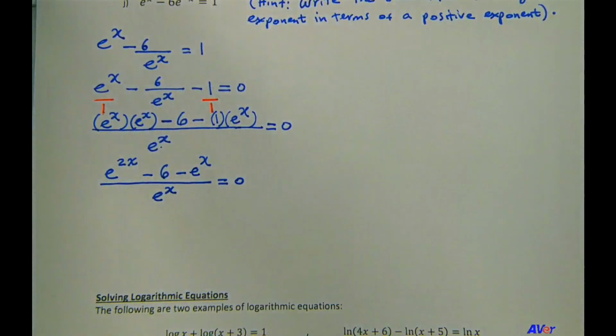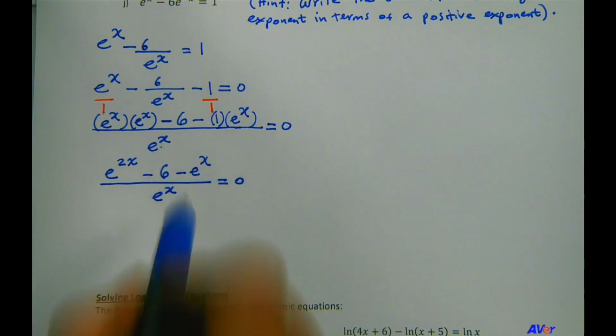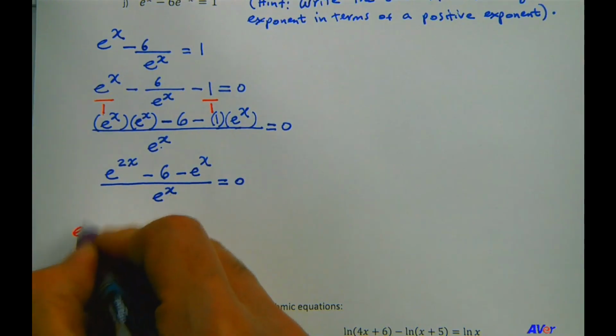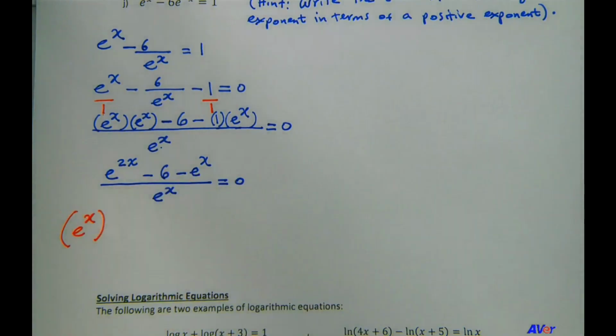All right, so now what? Well, we have a fraction. Nobody likes fractions because they complicate things beyond what's necessary. So let's get rid of the fraction. How do we get rid of the fraction? Do you remember what technique we used earlier in the semester? Multiply both sides by a single term that would clear fractions on any side. So what term would that be? e to the x, right? Multiply both sides by e to the x.